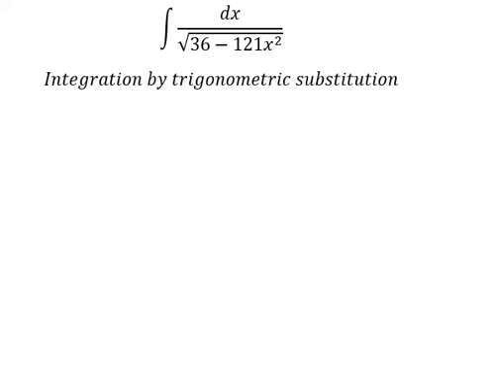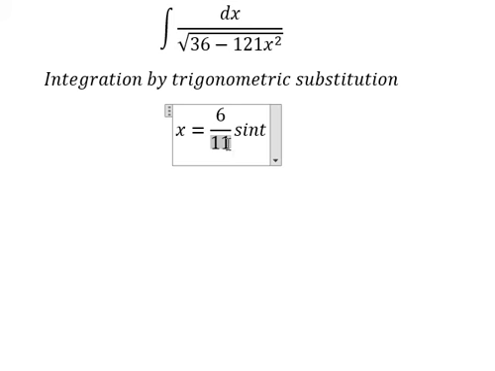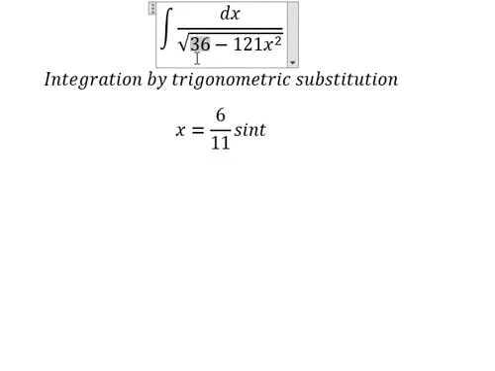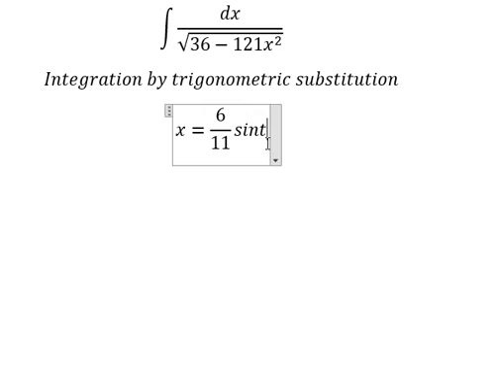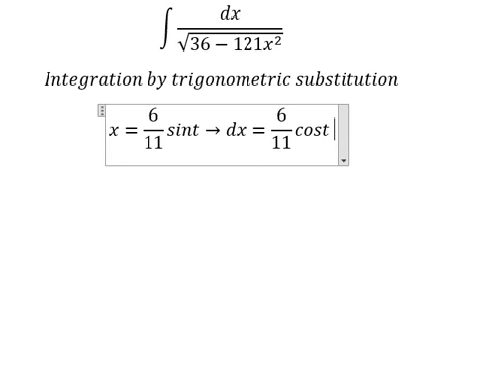So I will put x equals 6 over 11 sine t, because if I put this in here, we simplify 121 for 11 squared in here. Number 6 with the power 2, you get 36. We can do factorization by 36. 1 minus sine t squared, we change to cosine t squared, and later we simplify the square root and dx. For dx we have 6 over 11 cosine t dt.